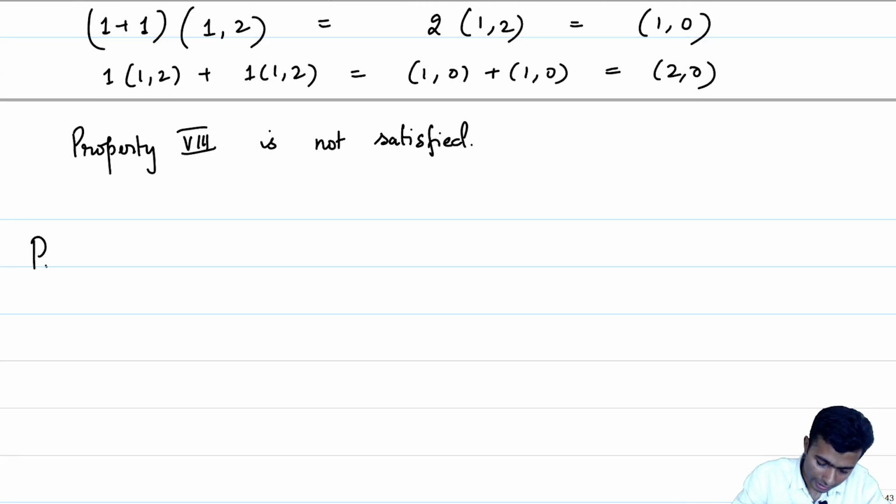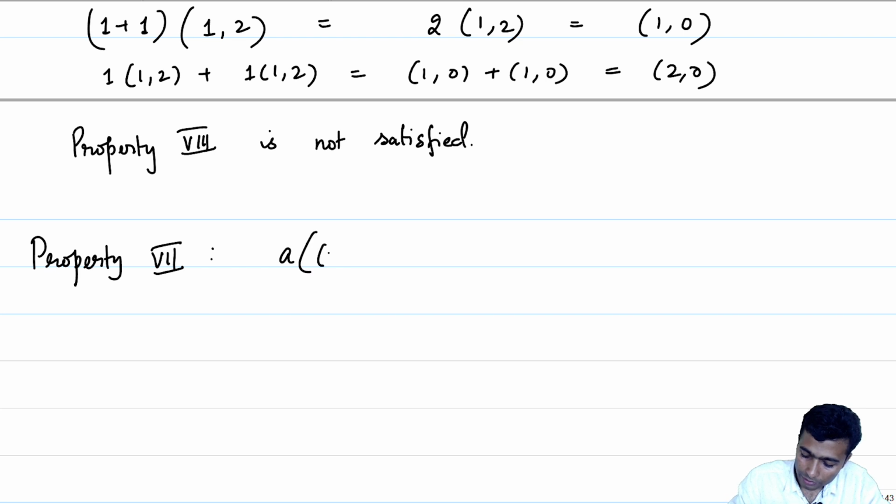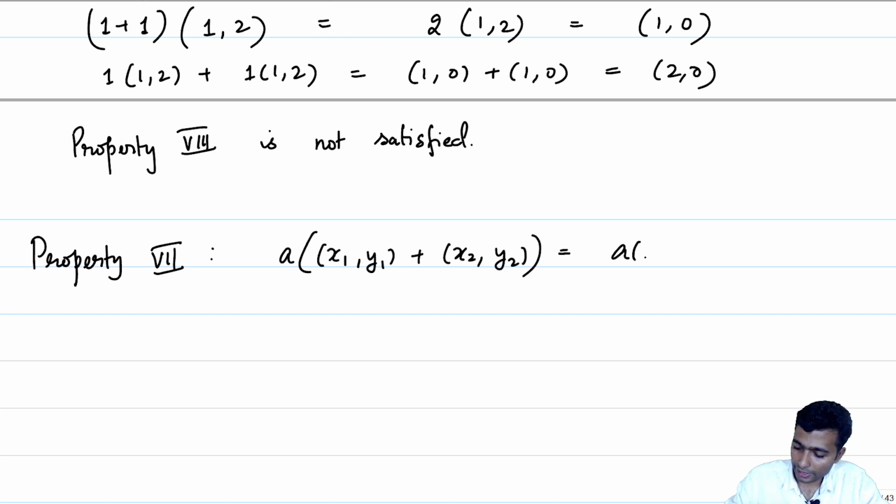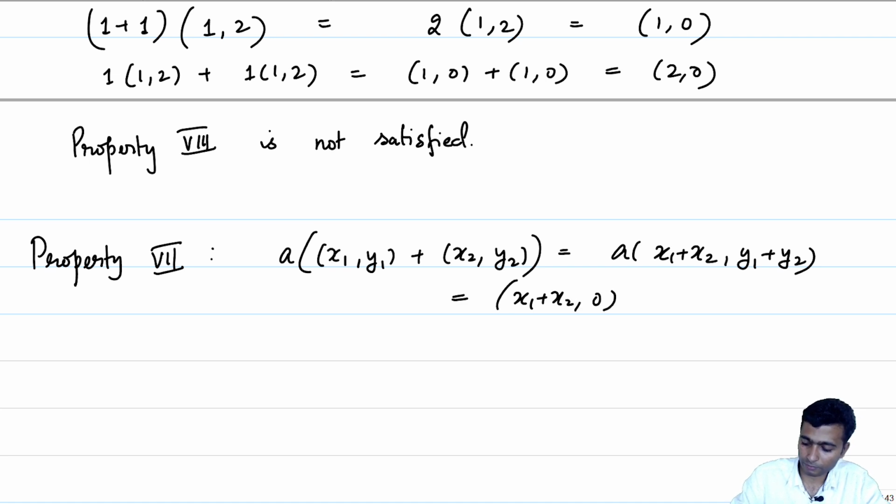Actually, let me not now bother about property 7, but let me just write it. We need to check that A times (X1, Y1) plus (X2, Y2), this is equal to A times (X1 plus X2, Y1 plus Y2), which is equal to (X1 plus X2, 0). And what should this be equal to?